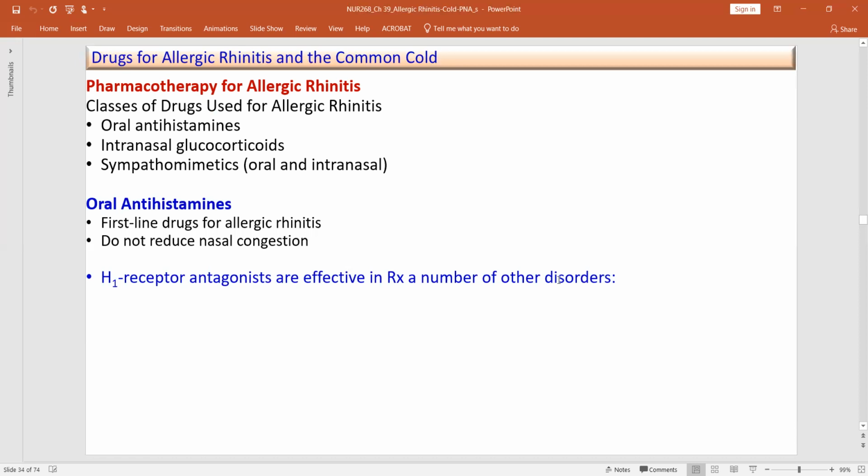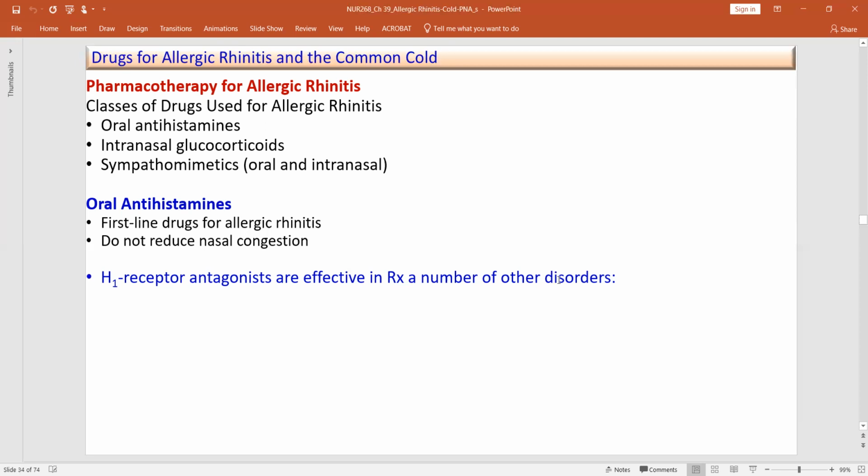So the pharmacotherapy for allergic rhinitis: the classes that we commonly use for this condition are the oral antihistamines, the intranasal glucocorticoids, and the oral and intranasal sympathomimetics. For the oral antihistamines, we have the first line, which is the first line of management or drug for this condition.